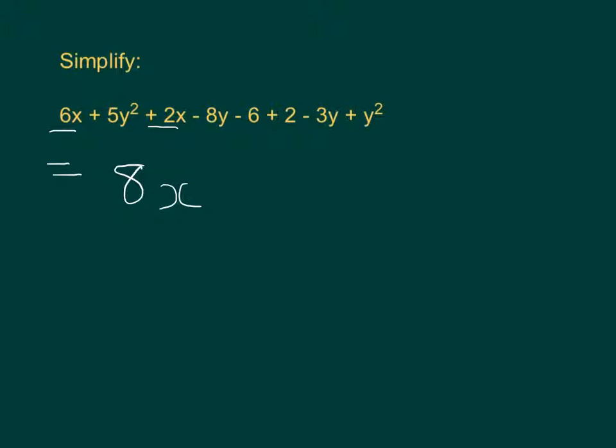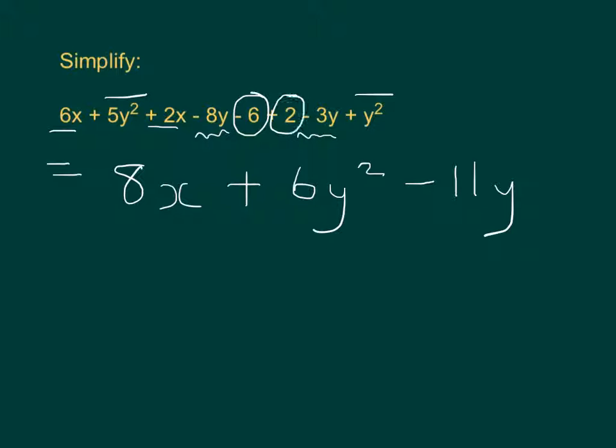Let's now look at the y squared terms. 5y squared plus 1y squared is equal to 6y squared. We now still have to add the y terms. Minus 8y minus 3y is negative 11y. We are left with 2 constant terms. Minus 6 plus 2 is equal to minus 4.